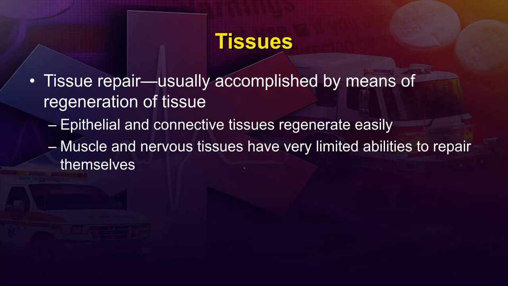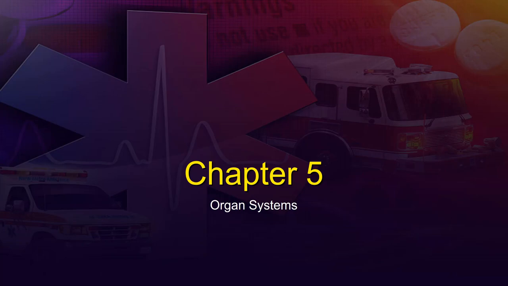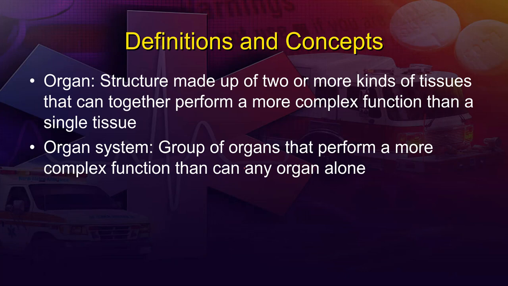To wrap up our lecture, we'll talk about Chapter 5 in the textbook that we use in class, Organ Systems. Remember that cells come together to create tissue. Tissue comes together to create organs. Organs come together to create organ systems. And the organ systems come together to create an organism.